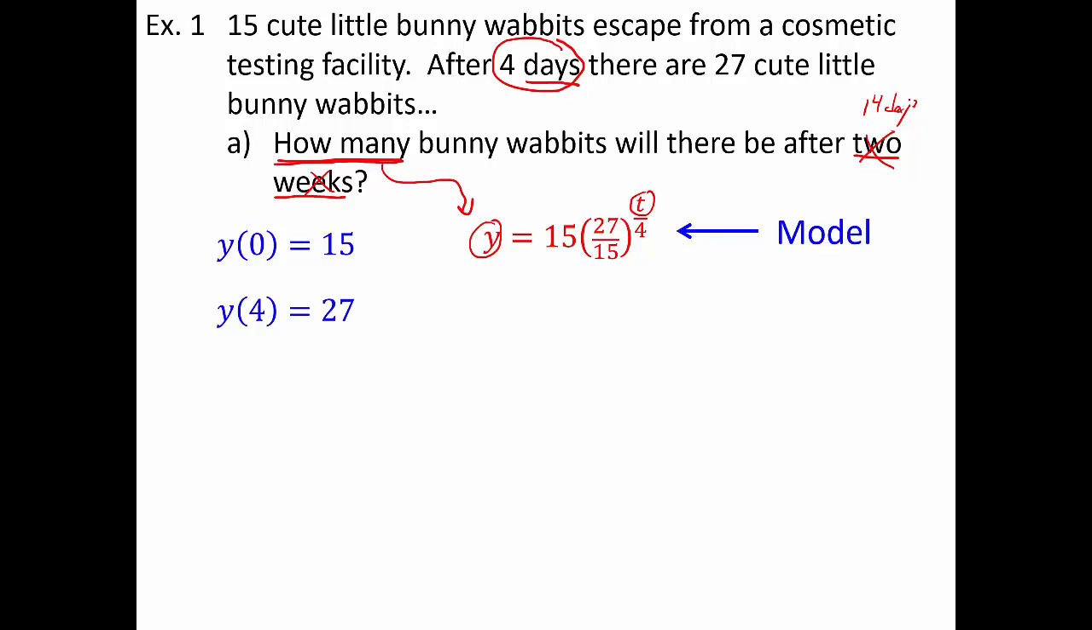So what we have is how many bunny wabbits will there be after 14 days, or y of 14 equals what number? Well, easy. Let's just take 14 and plug it into the model. Plugging 14 into the model gives me this. Now technically this would represent my exact answer, but I assume you have a calculator handy, so go ahead and pause here, type this expression into your calculator, and let me know what you get.